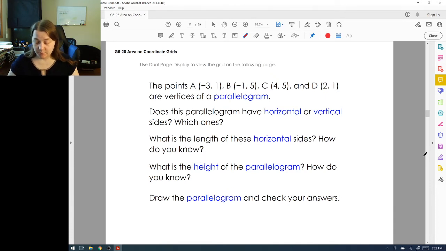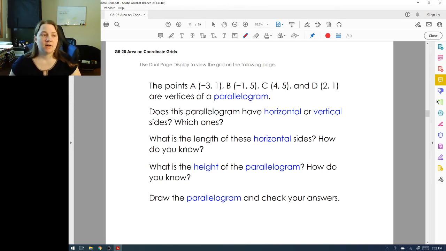So we have the points, and I did not write these ones down. I had them down for the other video. We had the following points here. A is -3, 1, B is -1, 5, C is 4, 5, and D is 2, 1. Take a look at these questions on here and give your best answer to them, and we're going to figure it out on the next screen.